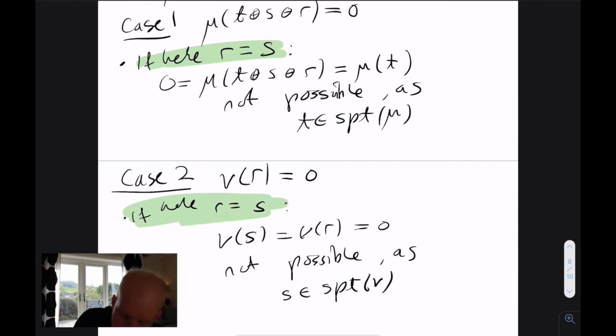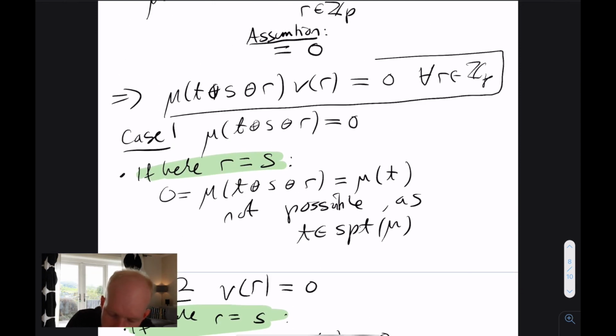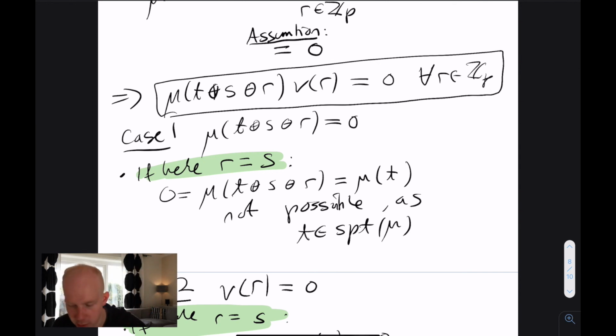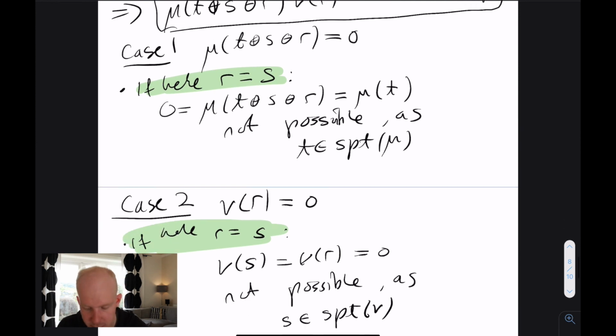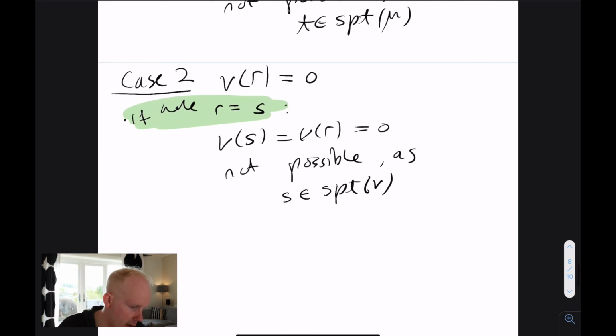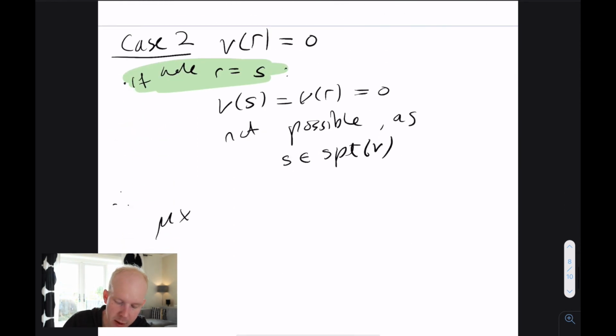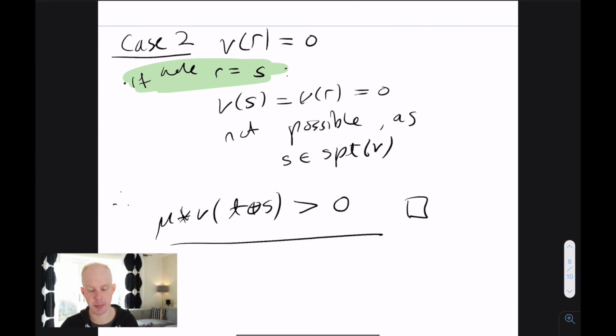But this now covers everything, because this property holds for every r. So in particular it holds for r equal to s. So using the r equal to s case, no matter which one is 0, both ways lead to a contradiction. So the logical conclusion has to be that mu star nu at T plus S has to be positive, which proves the claim.